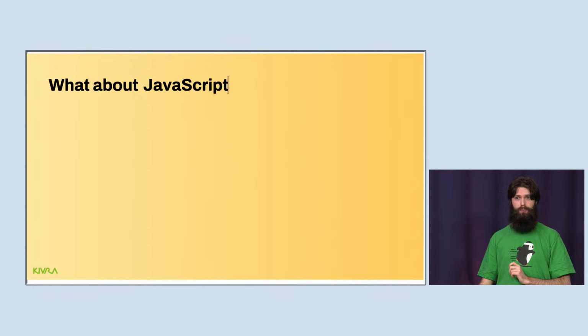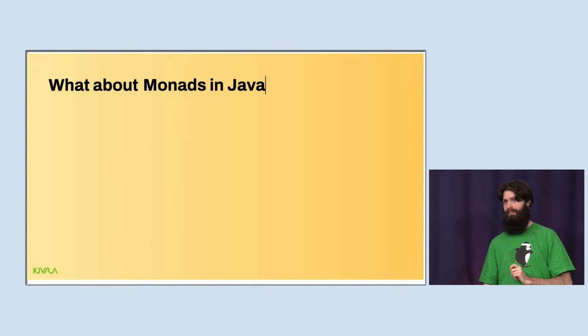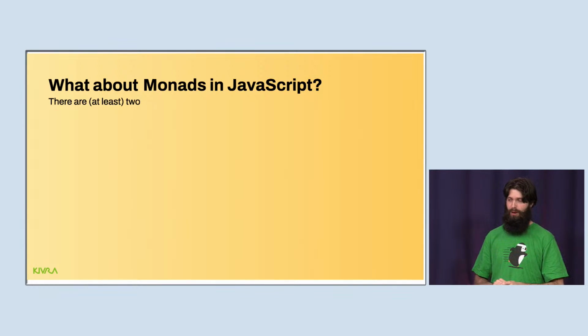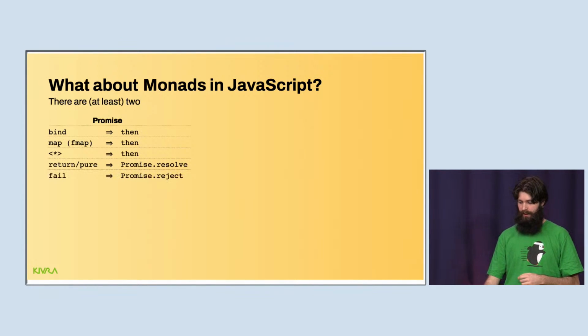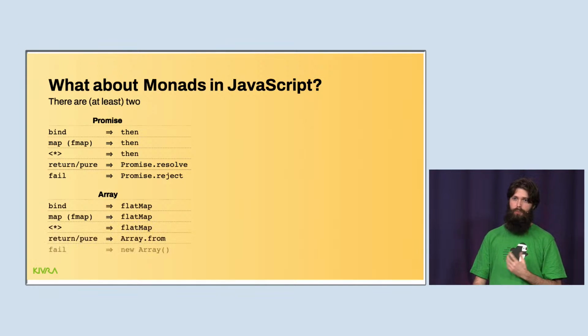But what about monads in JavaScript? Okay, there are at least two. I'm going to talk about two anyway. There are probably more, but the two easiest ones are, of course, promises, as I was talking about. And here are the definitions. And arrays.